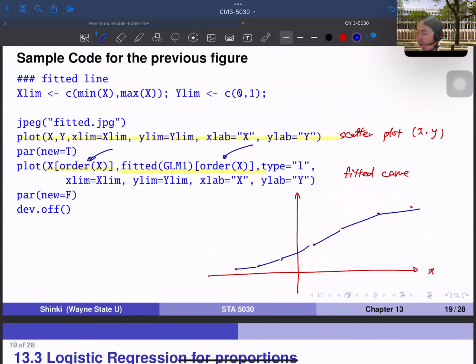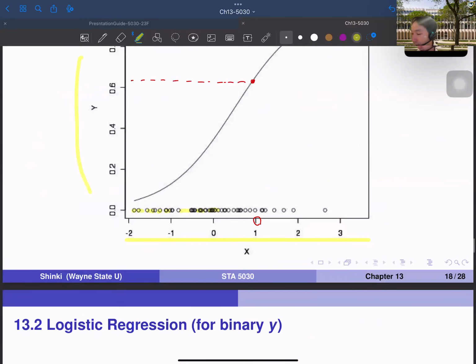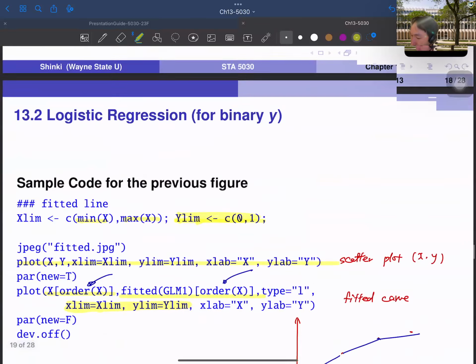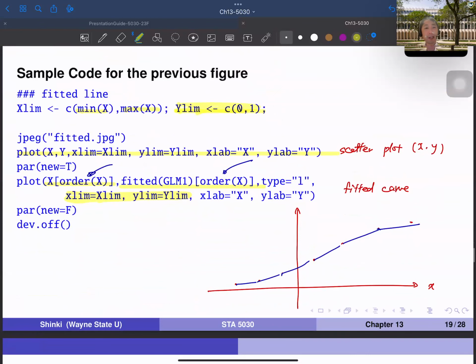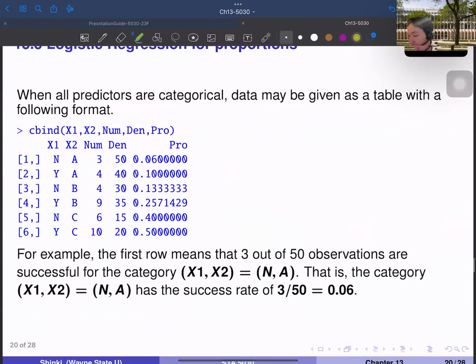And yeah, there are some tricks. We have to specify the limits: the range for y as 0, 1, and the range for x as the minimum of x to the maximum of x. We have to specify it in both plots. Otherwise, the x scale and y scale are not consistent. So we have to make it this way. Maybe simpler ways are possible, but this is what I came up with.